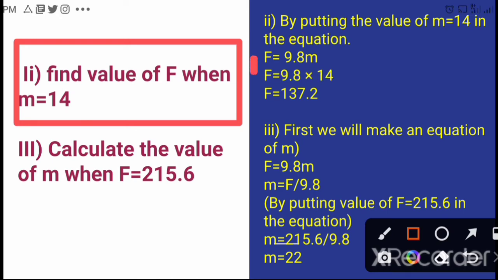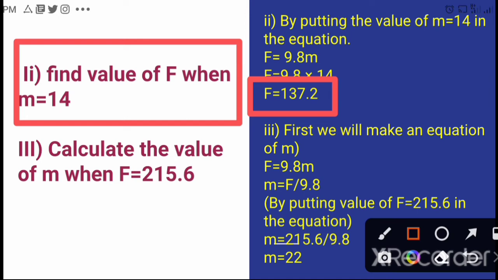By putting the value of M, which is given in this part, M is equal to 14, we get 9.8 multiplied by 14, and by multiplying 9.8 with 14 we get F is equal to 137.2. This is the answer of the second part.